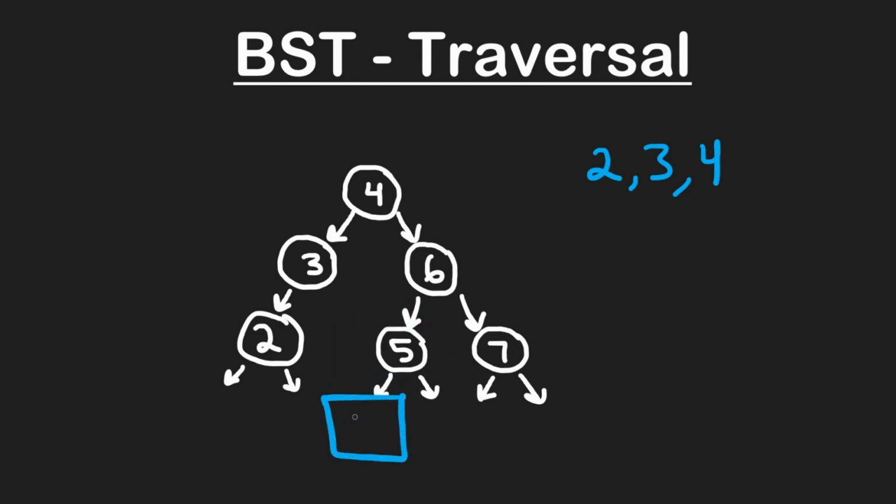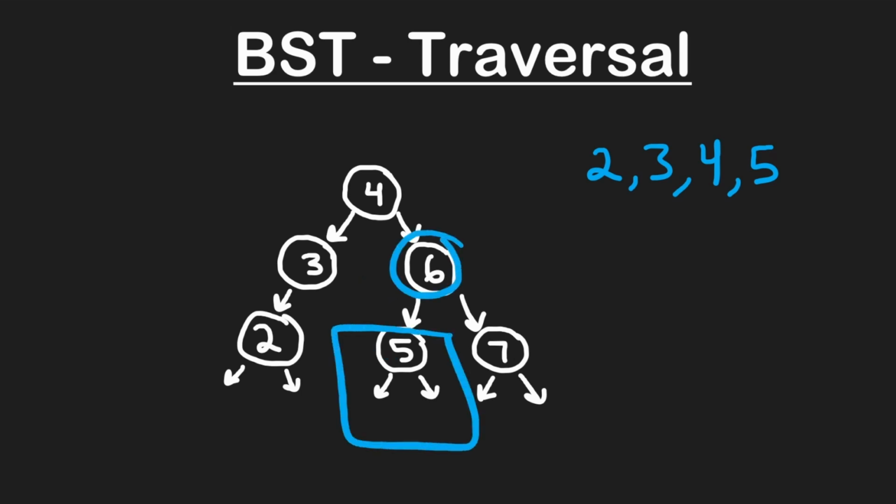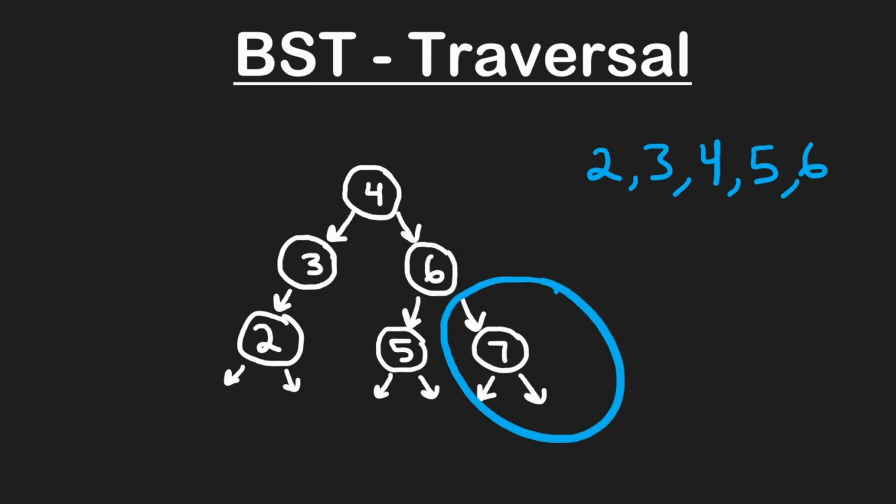We get to null. That's going to be the base case of our recursion. So now it's time to print 5 because we just did its left subtree. Now it's time to do the right subtree of 5. It doesn't have one. That's the base case. Then we can return back up to our parent, 6. We just did the whole left subtree of 6. So let's print 6. And now let's recursively do the right subtree of 6.